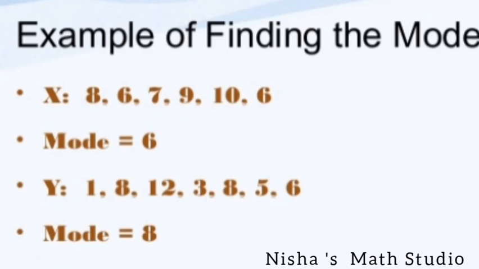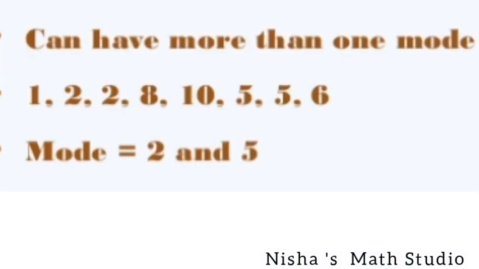But look at this example. You have 1, 2, 2, 8, 10, 5, 5 and 6. That is, 2 is repeating 2 times, 5 is repeating 2 times. So we can have more than one mode for the set of observations. Here 2 and 5 are the mode.